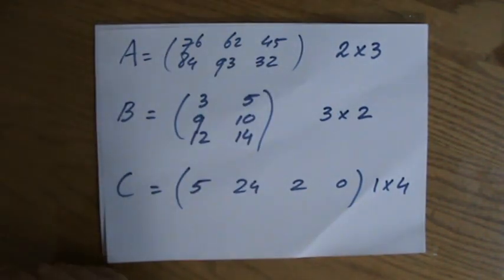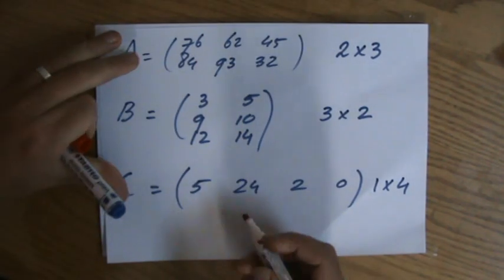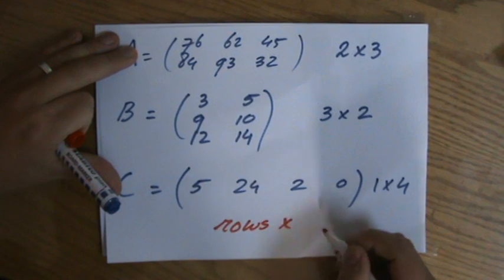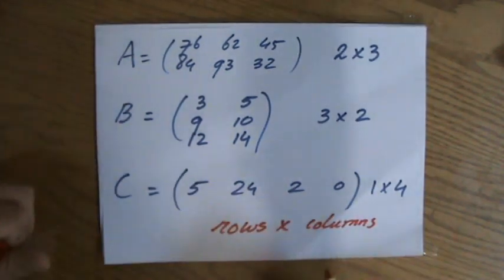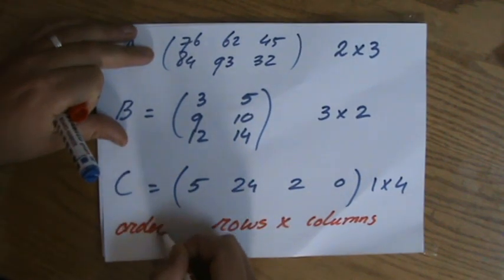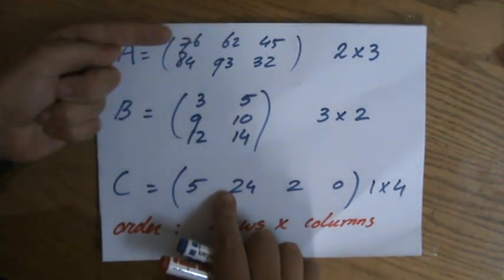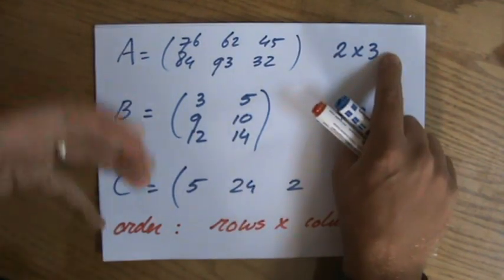Now that is important. So what is the order of a matrix in general? It is the amount of rows times the amount of columns. That's just how we write it down. That's how we say something about the size of a matrix. So the order of a matrix, the amount of rows multiplied by the amount of columns. And you do not say so that equals 6.